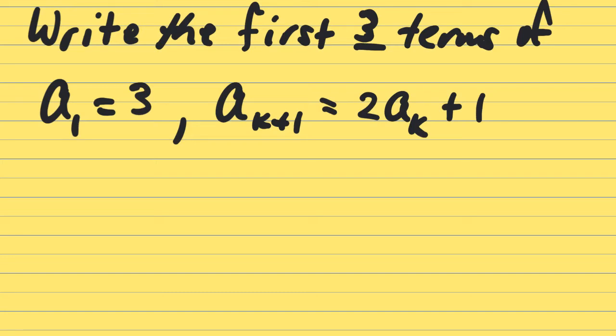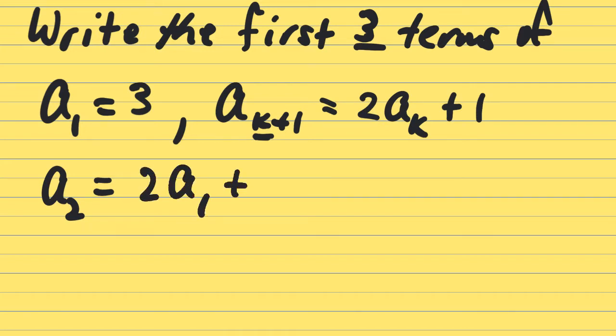This one's called a recursive formula, and we have a first term given, and then the next one is the formula that allows you to cycle in your previous answer. For example, a sub 2, which would mean k has to be 1 in order to make that a total of 2 under there. That's basically 2 times your first term plus 1. So that's 2 times 3 plus 1. What does that give us? 7.